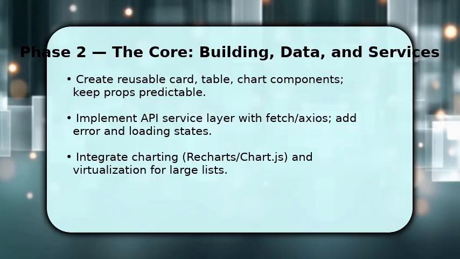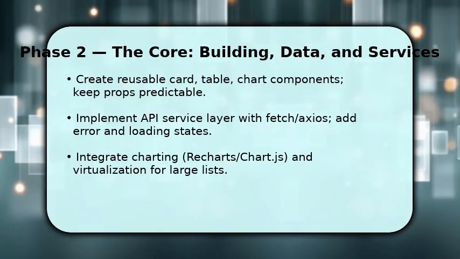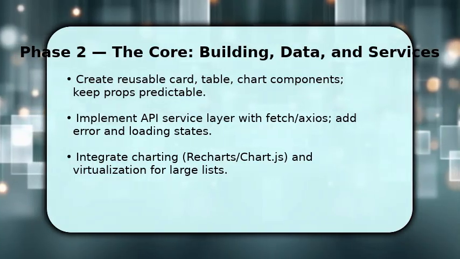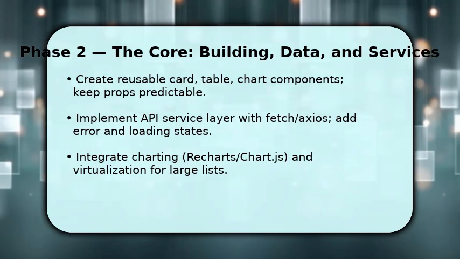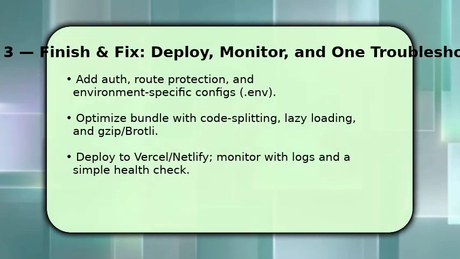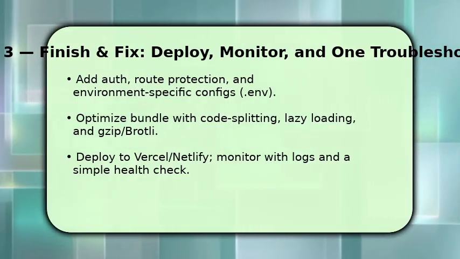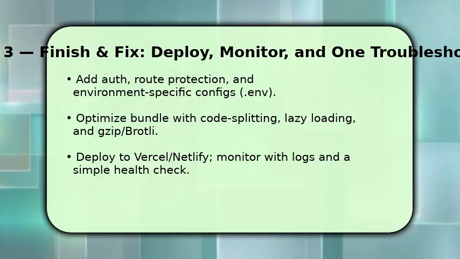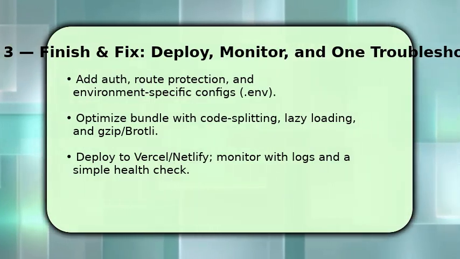Make sure to lift state sensibly and use context or a lightweight store for shared filters and user preferences to avoid prop drilling. You finish by adding authentication, protected routes, and environment configs so builds are consistent across dev and prod. Next, optimize. Code split routes, lazy load heavy charts, and enable gzip or Brotli so initial load is fast.